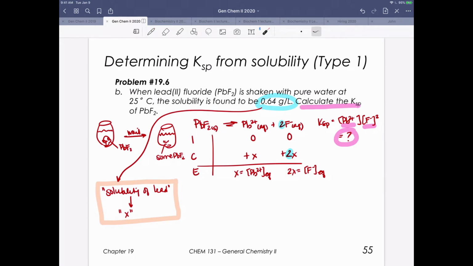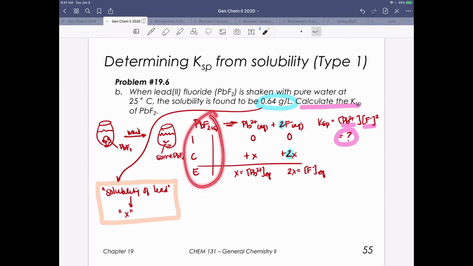So thinking about what's happening here, again, treat these problems all the same. Start with a balanced chemical equation, noting that this time we are going to have a coefficient that is not equal to 1. Write your Ksp expression, making sure to include that non-1 coefficient as an exponent. And understanding now that we're going to multiply the values that we get for these equilibrium concentrations times each other, with the fluoride concentration squared, and that will give us our Ksp value for lead fluoride.